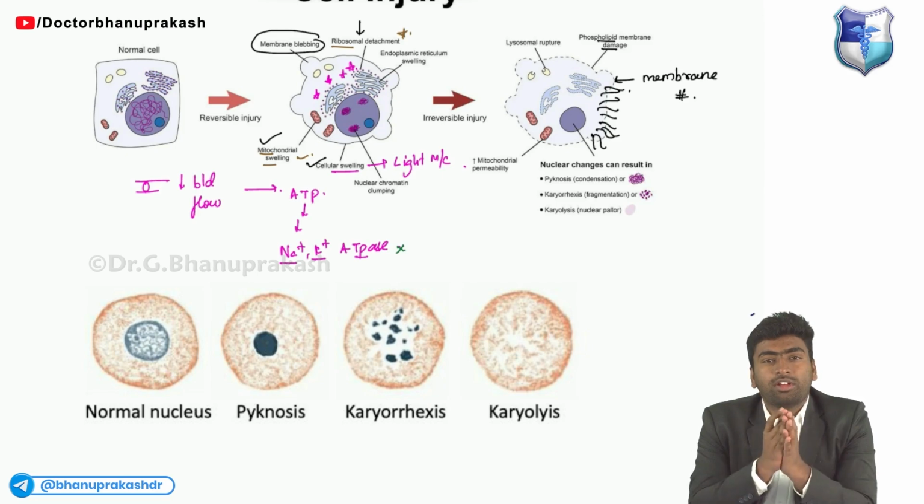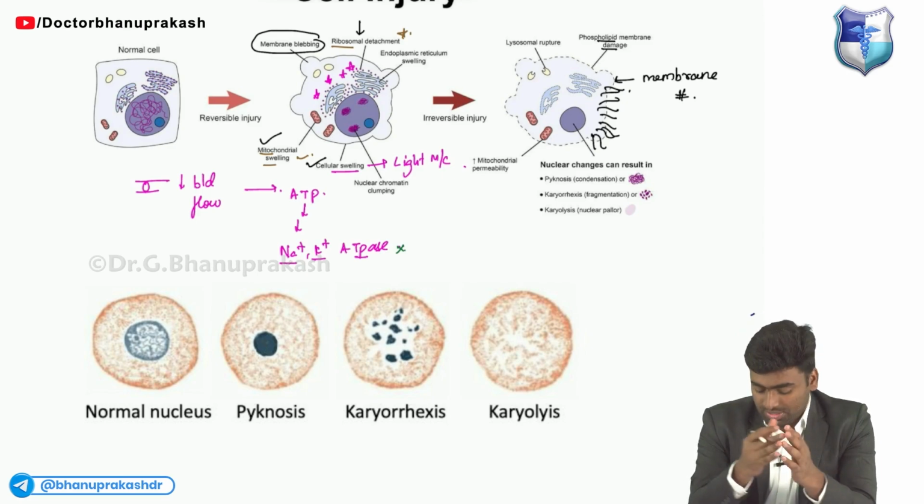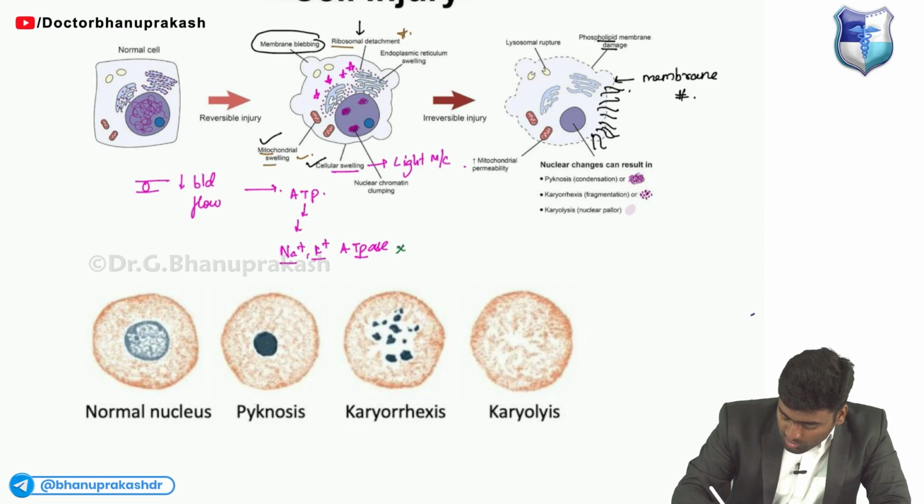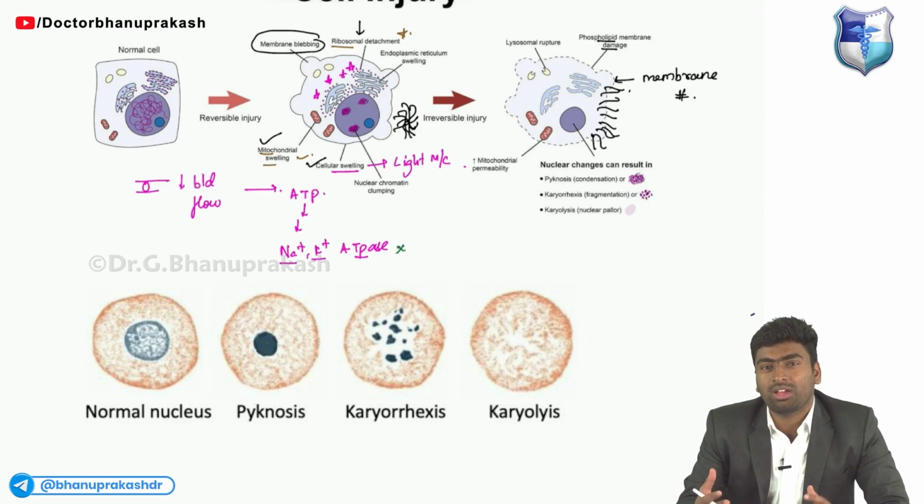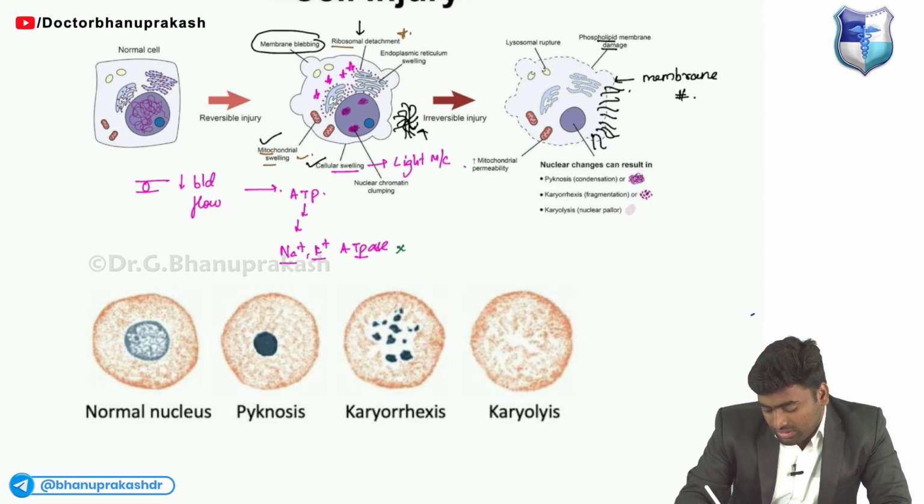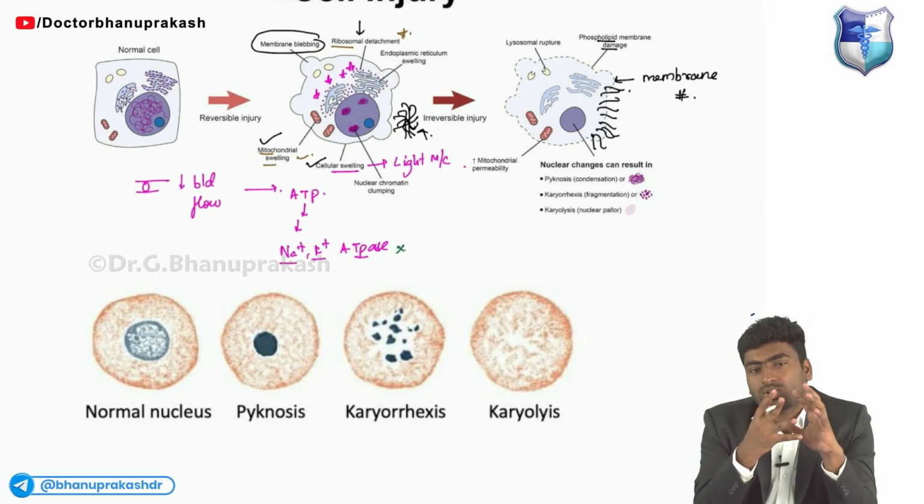Why is it irreversible? Because if there are just cytoplasmic changes and other organelle changes, it can be reversible. But if the changes start occurring in the nucleus, then it becomes irreversible. Initially, our chromatin will be like a woolen ball, you know, right? But once injury starts occurring, it will initially start to clump together.